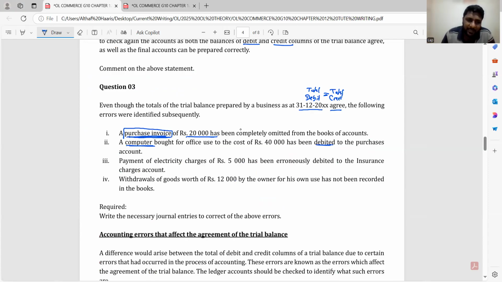Purchase invoices. A purchase invoice is a source document for what transactions, Zakir? Tell me. Purchase journal. In the purchase journal, what kind of transaction are we recording? Credit purchase. Good question, huh? Very good question.